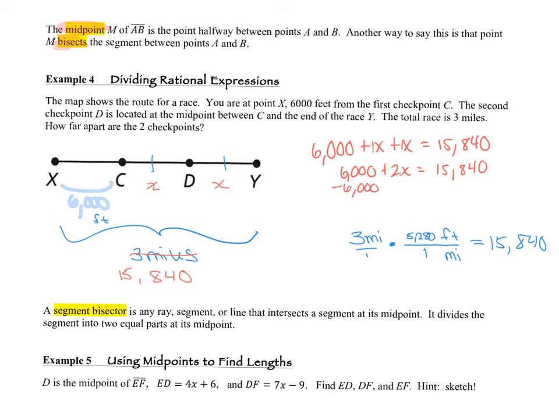Subtract 6,000 from each, and I end up with 2x equals 9,840, and divide that by 2, and I get x equals 4,920 feet. So this one would be 4,920, this one would be 4,920. So how far apart are the 2 checkpoints? They're 4,920 feet apart.